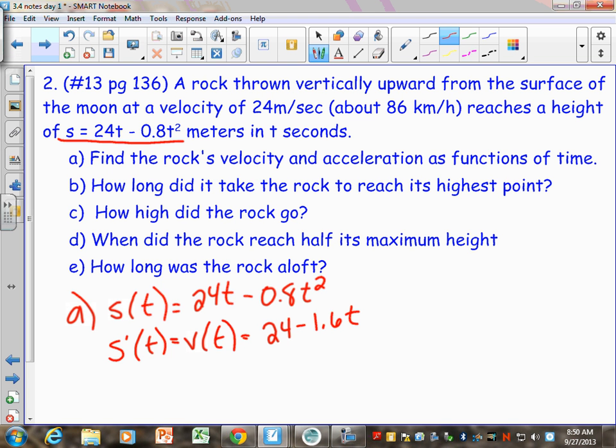And just throwing out there units here, if this is your height, so many meters and so many seconds, when you plug something into your s of t function, your answer is always going to be, in this case, meters, because it's in meters. But if you take the derivative of that, you're now taking the derivative of distance over time. So this would be so many meters per second.